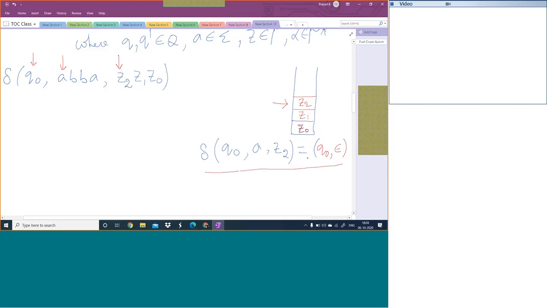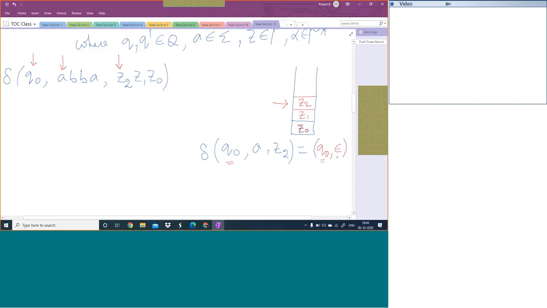Do you understand what I'm saying? Don't bother about all these moves, just concentrate on the meaning of this move. How to write and what to write, we will see at the time of design. Now, what is the meaning of this move? If the machine is in Q0, the input symbol is A, and the topmost symbol in the stack is Z2, then go to Q0. What is the state here? Q0. And here also Q0. It means simply don't change the state, be in the same state only.